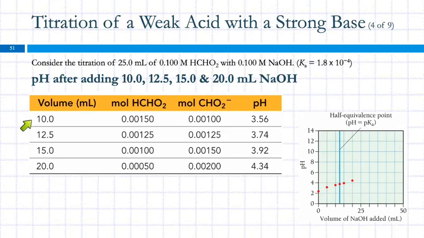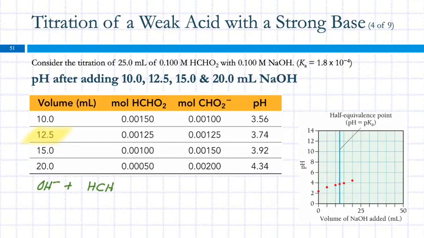So now adding more, moving right along. I want to do this point here because this is what's called the half equivalence point, and it's a special point on the pH curve. So I'm going to do this at 12 and a half milliliters. We're adding hydroxide ion to our weak acid.